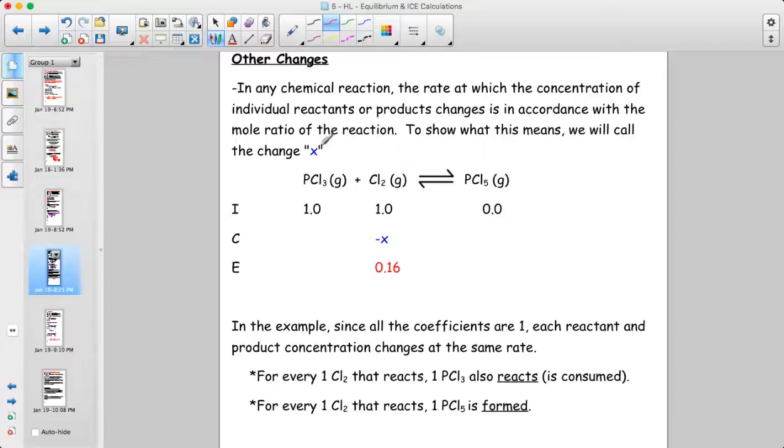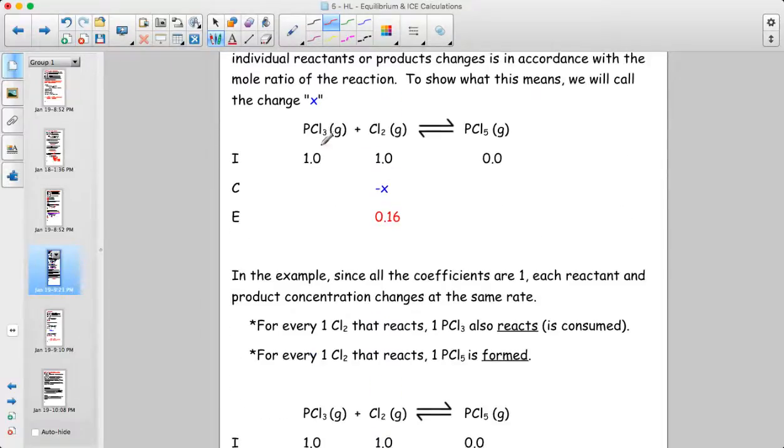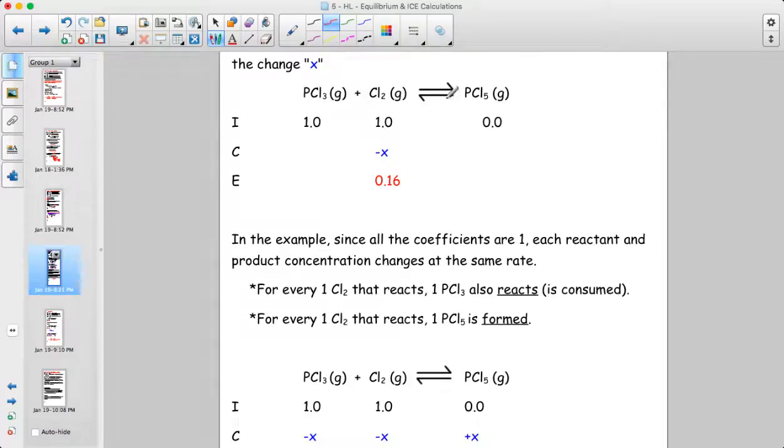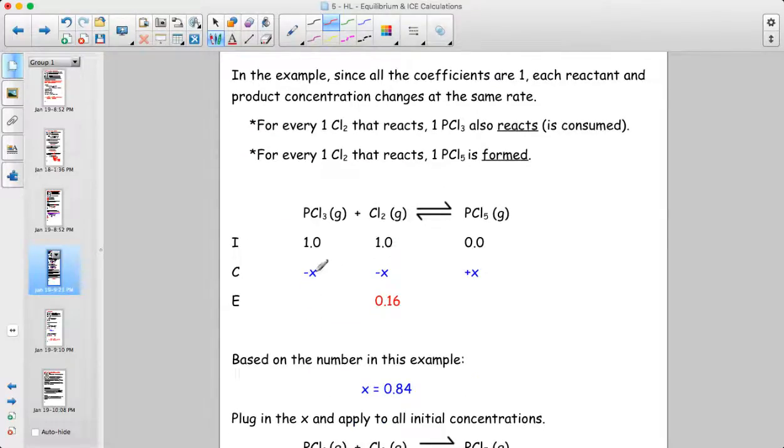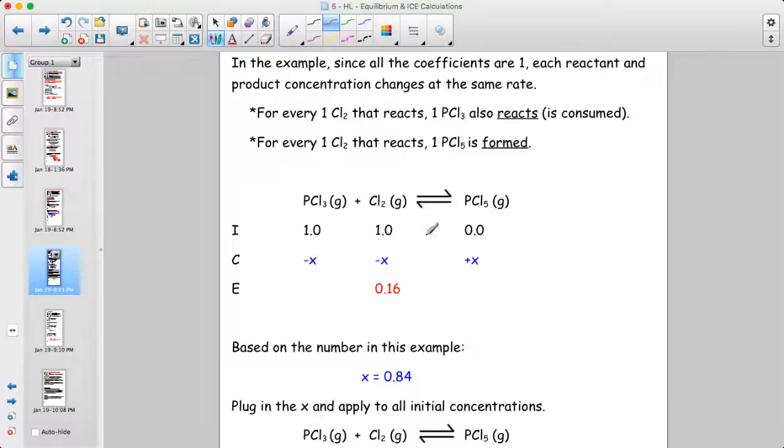If we call the change X and we pay attention to the mole ratio, which is 1 to 1 to 1, that means that in this reaction, all of them are going to change at the same rate. So however much Cl2 goes down, PCl3 is also going to go down by that much, and PCl5 is also going to go up by that much. So first off, we know that the magnitude of each change is the same. They're all just going to change by X, and that's just because of the mole ratio, 1 to 1 to 1. I always use up one of each of these when I form one of those.